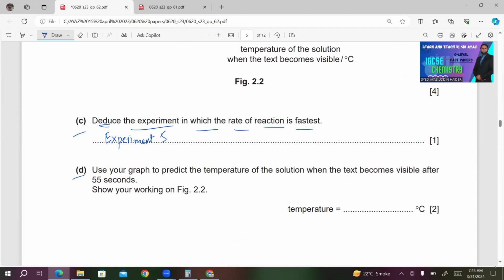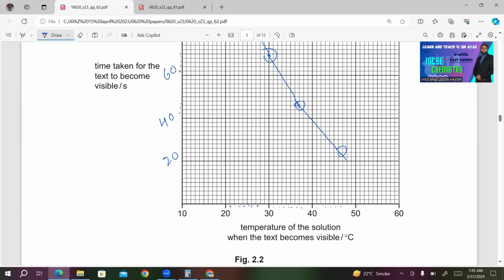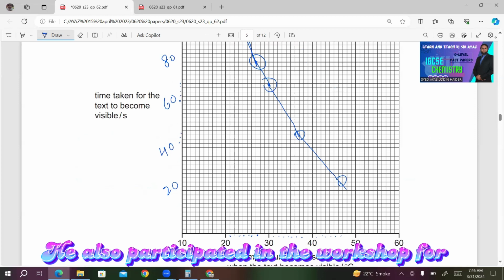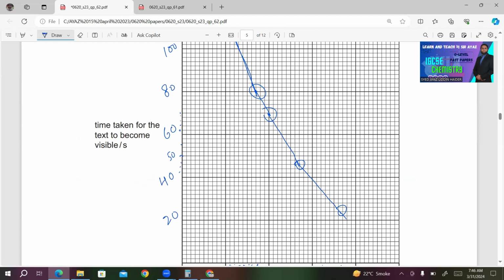D. Use your graph to predict the temperature of the solution when the text becomes visible after 55 seconds. Show your working on figure 2.2, 55 seconds. So first of all, look at the seconds. 55 seconds. It must be between 50. So here's a second, 55 seconds. Where we are having 50, 1, 2, 3, 4, 5. Here we are having 50. So 55 seconds. So you will show your working here.